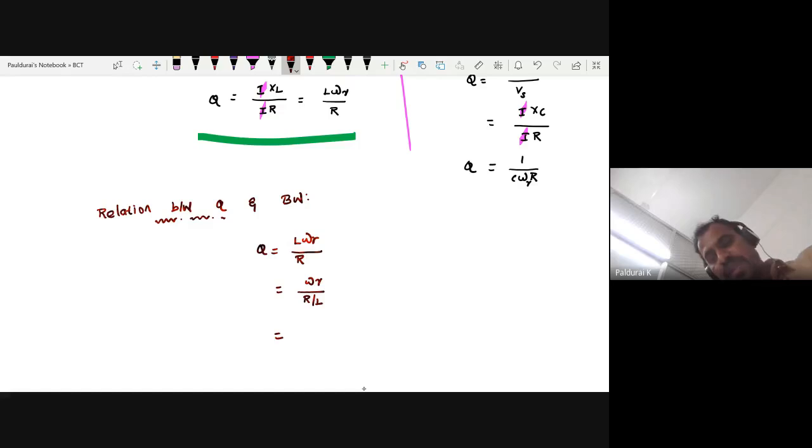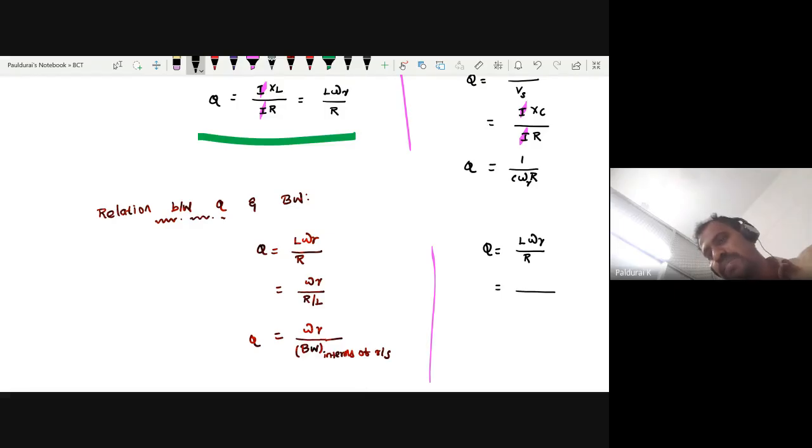Okay, what is this R by L? This is omega R divided by bandwidth, but in terms of omega, radian per second. This is one way. Otherwise, what is my quality factor? Q equal to L omega R divided by R in terms of F. So where L omega R equal to 2 pi FR, divided by R. So it becomes FR divided by R divided by 2 pi L.